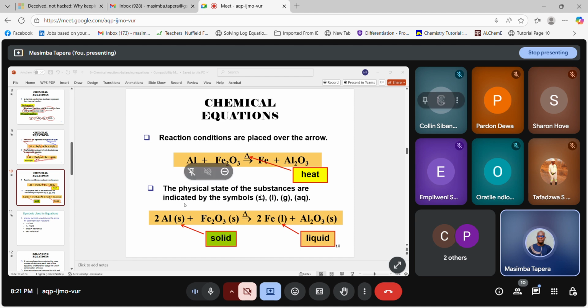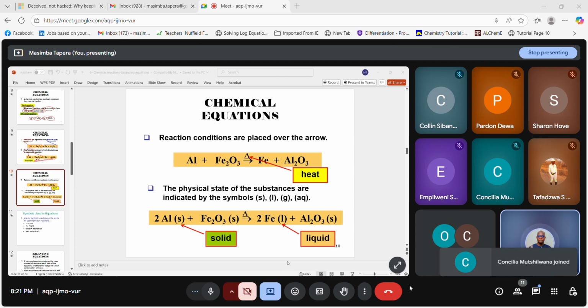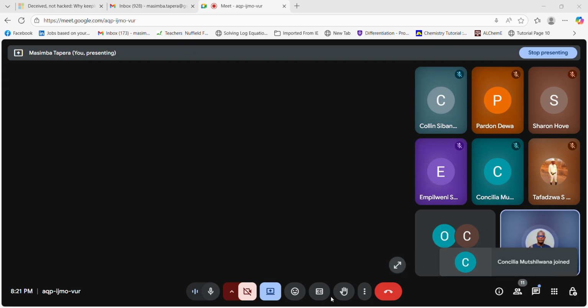For example, if you see this S, it means that substance is a solid, L liquid, G gas, and aqueous means it's in aqueous phase or in solution. So it is very simple for the chemical equations. Okay, so you realize that there are some symbols that can be used in these chemical equations.